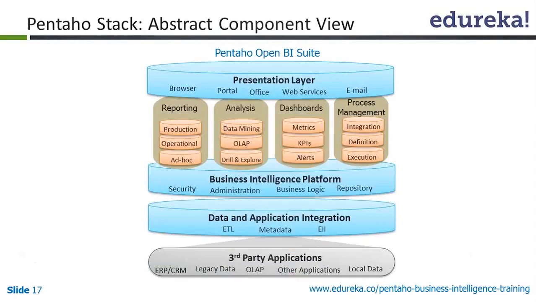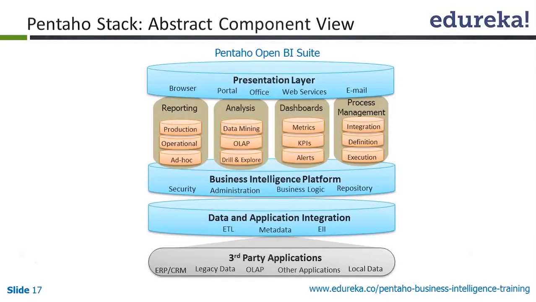So here we'll see the abstract component view of the Pentaho BI suite. The first layer is the presentation layer. You can have it on the browser, so you can have your reports and dashboards available there. For reporting solutions, we have any kind of reporting: operational reporting, ad hoc reporting, and for analysis we have drill down, explore, OLAP. For dashboards, you have your KPIs and alerts, charts, graphs, anything can be available there.